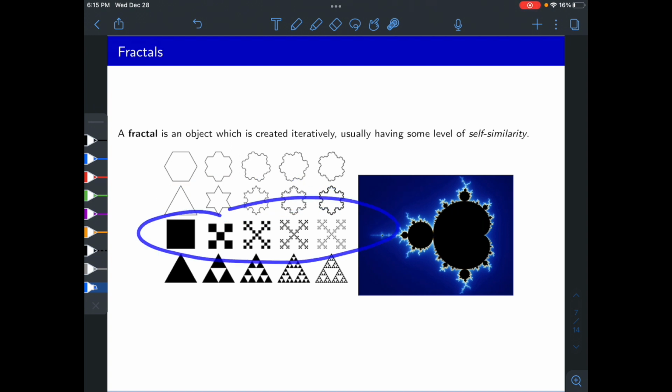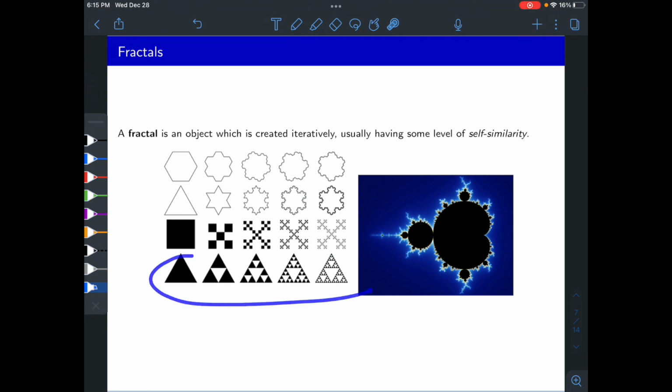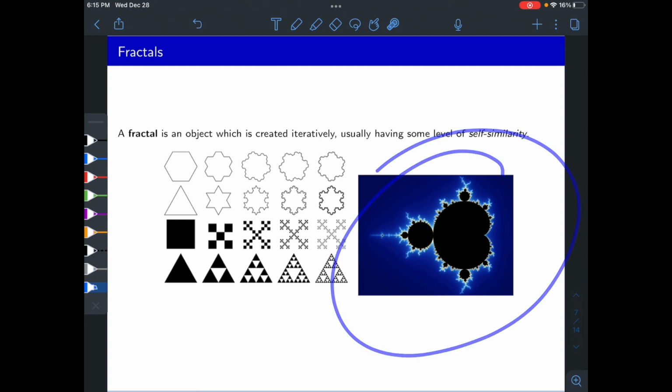This is Sierpinski's carpet. This is Sierpinski's triangle, otherwise known as Sierpinski's gasket for some reason. I don't really understand the terminology. Maybe it's a quick Google search, but I don't know. This over here is a really cool picture. I think it's called the Mandelbrot set. I think it has something to do with complex analysis. I won't talk about this one at all. I just think it's a really cool picture.